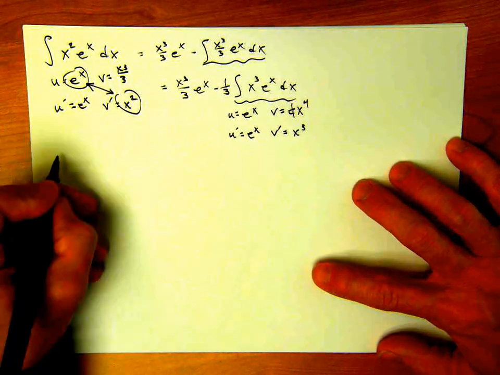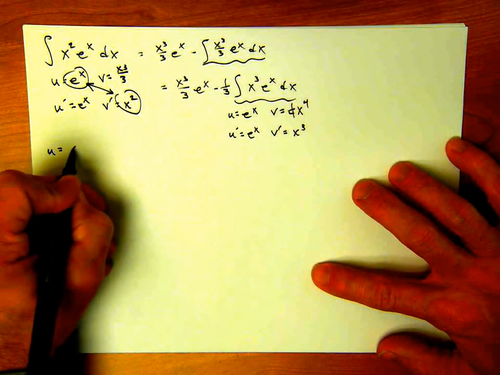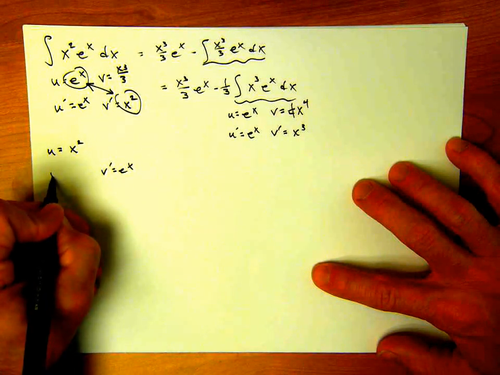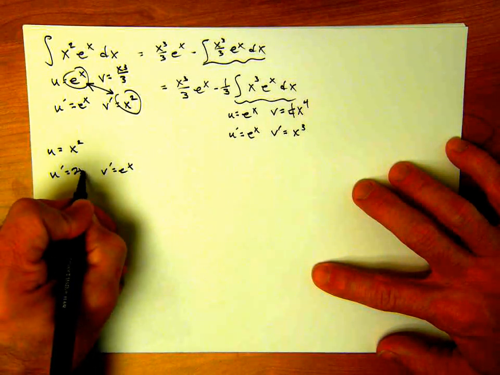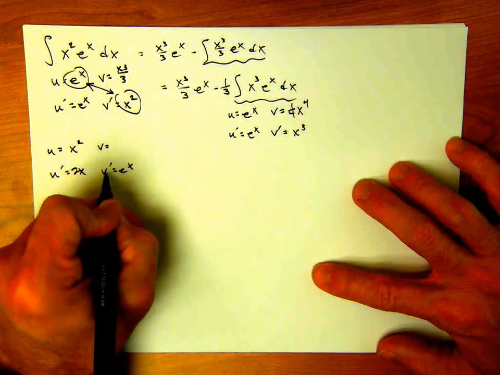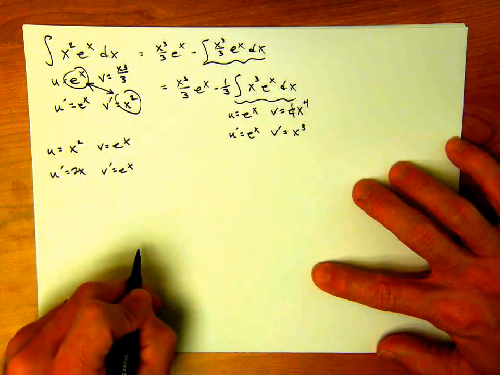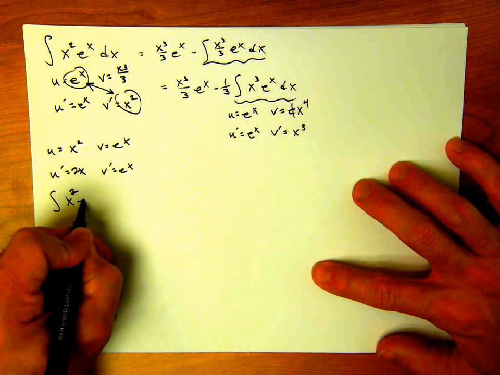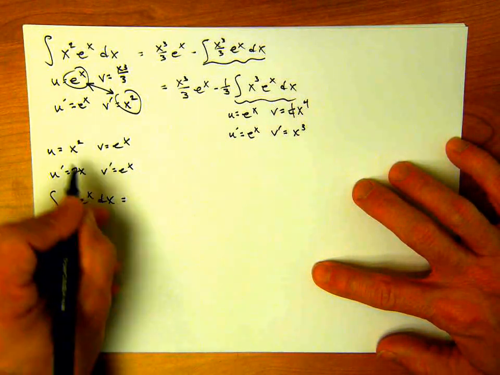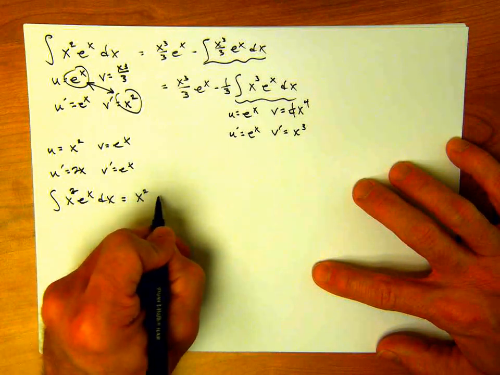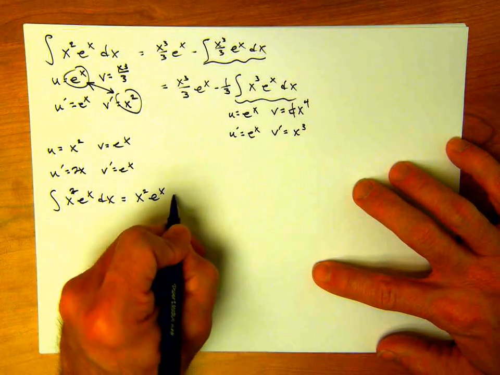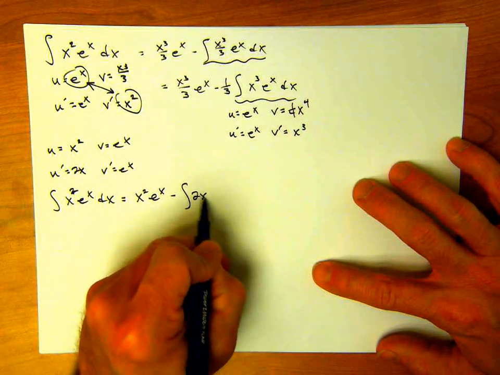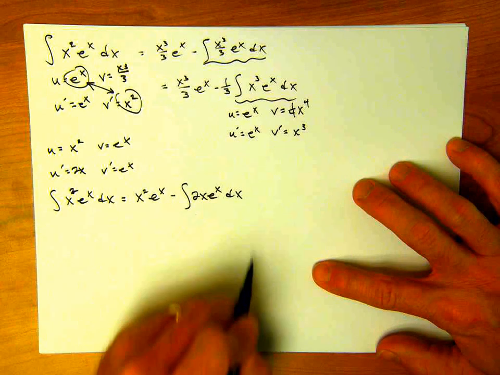and see what happens. So down here, let's let u equal x squared, and we'll let v prime equal e to the x, so that u prime equals 2x, and v equals, well, the antiderivative of e to the x is e to the x. So now, for the antiderivative of x squared e to the x, u times v, so we get back our x squared e to the x, minus u prime times v, or 2x e to the x dx.